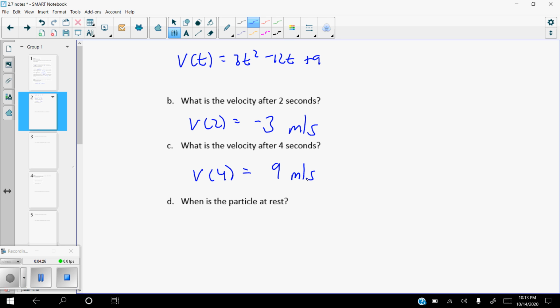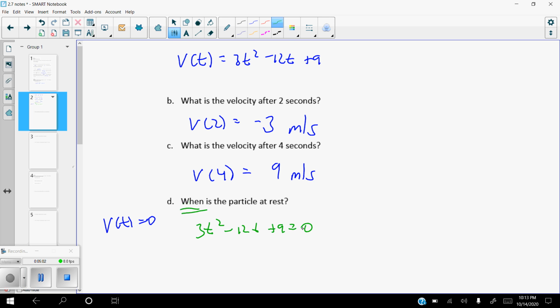Part D says, when is the particle at rest? Well, at rest means it's not moving. If a particle is not moving, the velocity is 0. So we basically need to take our velocity function and set it equal to 0, because that's what we're trying to find. And the key here is that we're trying to find t. How do I know that? It says when. So we're solving for t, the time. We're going to take our velocity function, 3t squared minus 12t plus 9, and set it equal to 0 and solve.